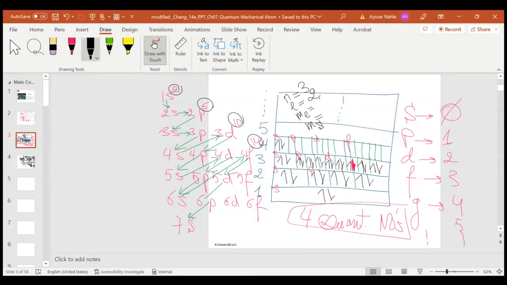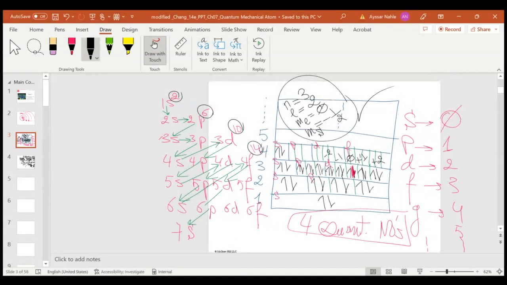That's 2. ml, what did we say? We said the ml goes from minus 2 to plus 2. So from here, this is minus 2, minus 1, 0, plus 1, and this is plus 2. Now it is 0. Perfect. ms is what? Minus half. Excellent. Minus half in here. Now that's perfectly okay for this electron. That's the address for this electron. Whatever electron we want to give an address to, we can actually give the address.